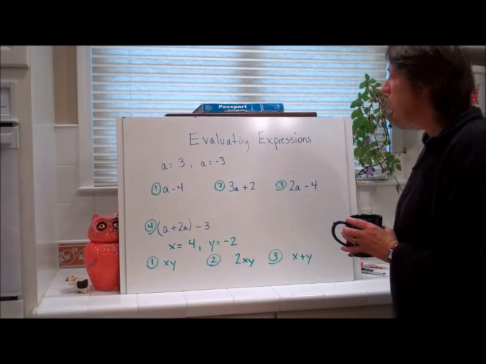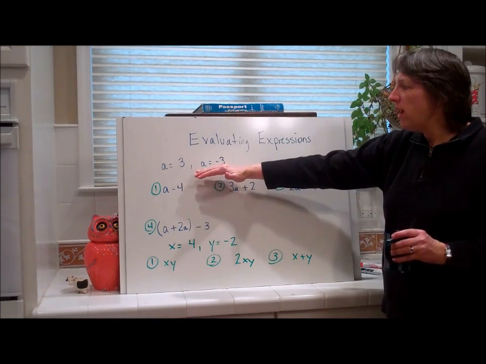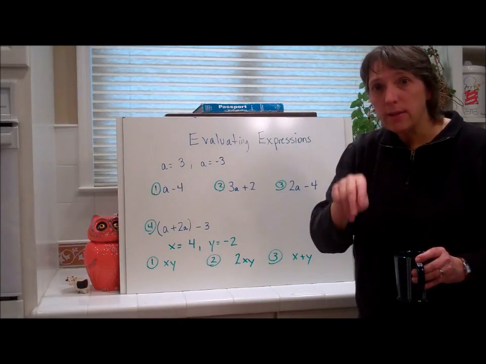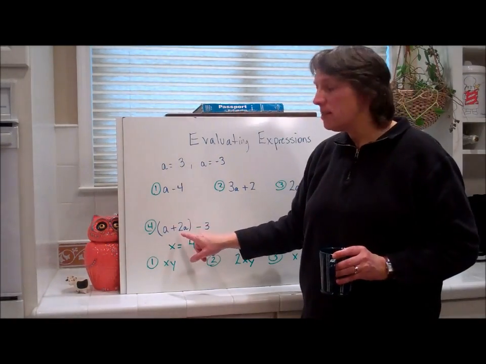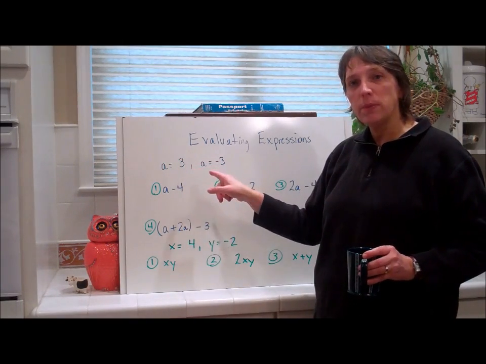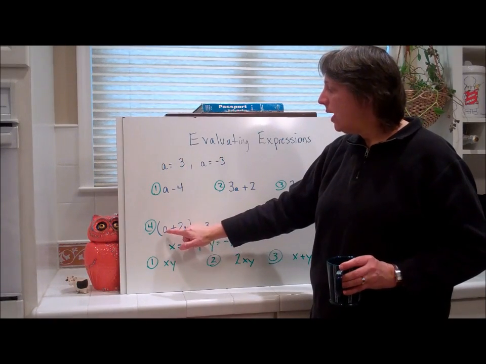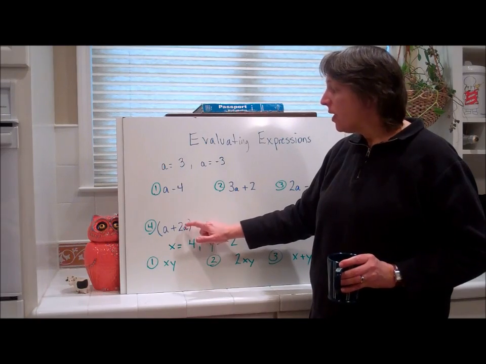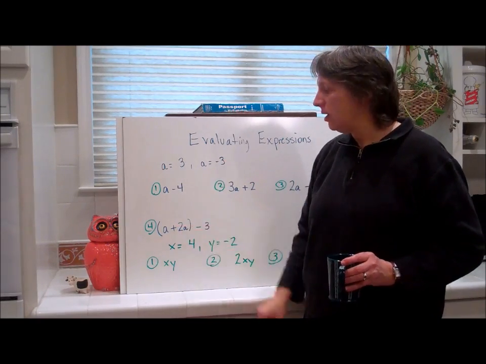So I want you to pause the video and write these down. You have 2 different values for a. That means you have to do each expression twice. When you get to one like this, where you have two a's in the same expression, you don't use both of these at once, because a can only be one of them. So you have to do this where a is 3, and a is 3 here too. And then after, you start all over again, and then you plug in a -3.